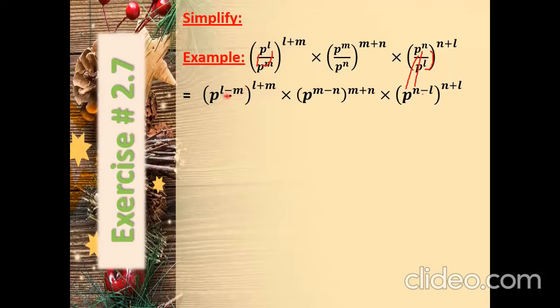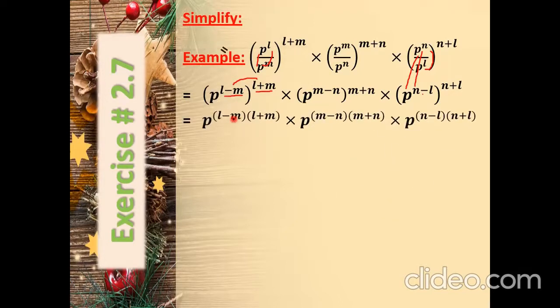Now look at here. Basically here you have power and power. So when you have power to the power, you will simply multiply the powers. How will you multiply it? Simply write it down in this form. P will remain the same and this power is going to multiply with this one.